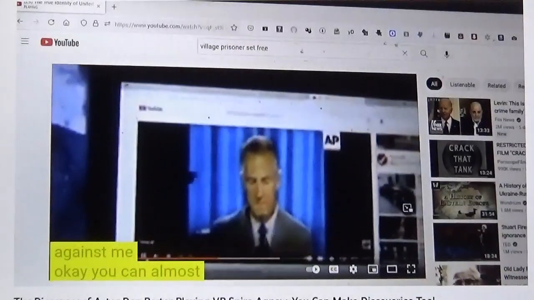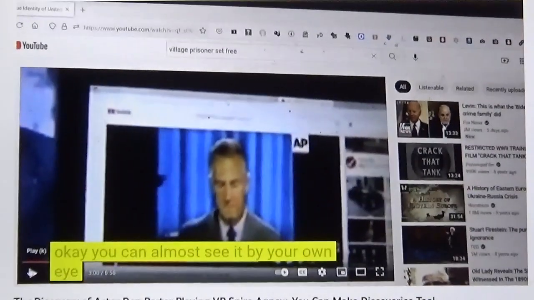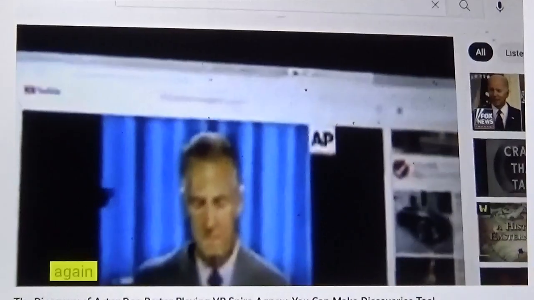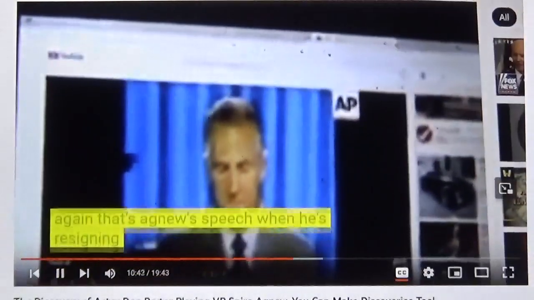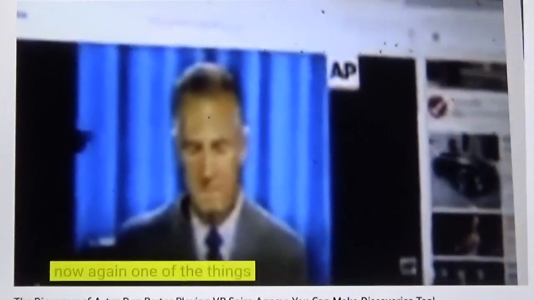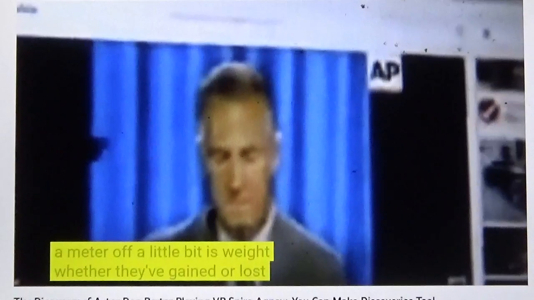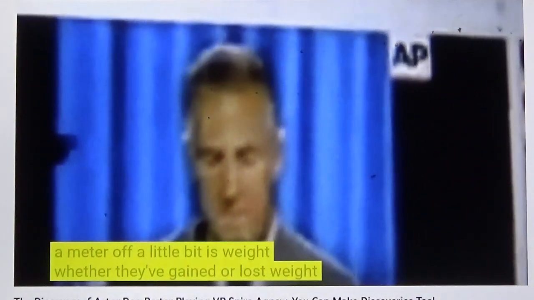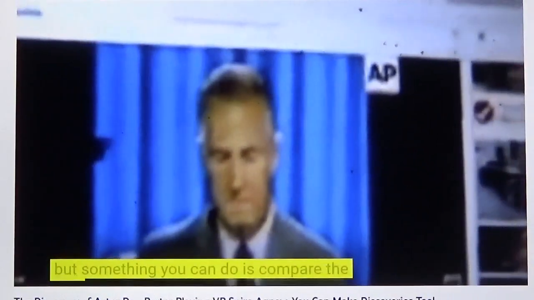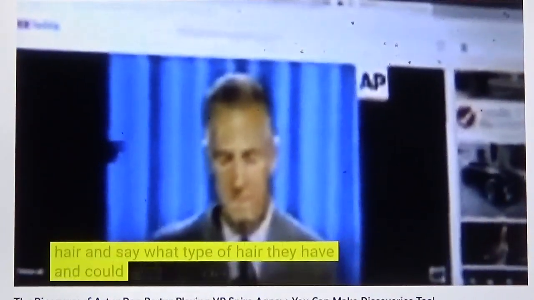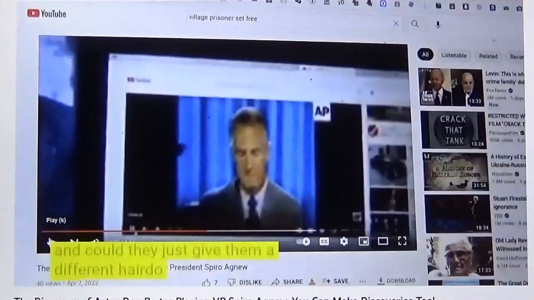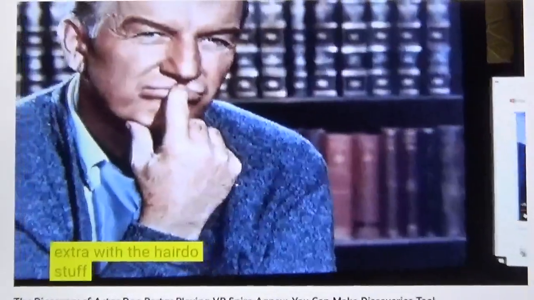Okay, you can almost see it by your own eye. Again, that's Agnew's speech when he's resigning. Now again, one of the things that throws the meter off a little bit is weight, whether they've gained or lost weight. But something you can do is compare the hair and say what type of hair they have. And could they just give them a different hairdo? And the answer is always yes. They do try to do a little extra with the hairdo stuff.